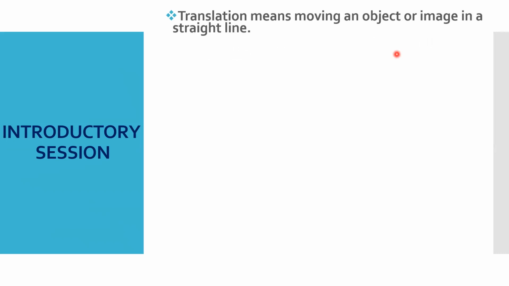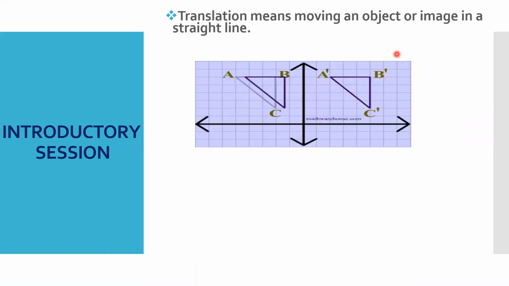Translation means moving an object or image in a straight line. So what do you mean by translation? If you are moving an object from one place to another place in a straight line, then that particular move is called translation. Now I will show you an example for translation. See, this is an example for translation.